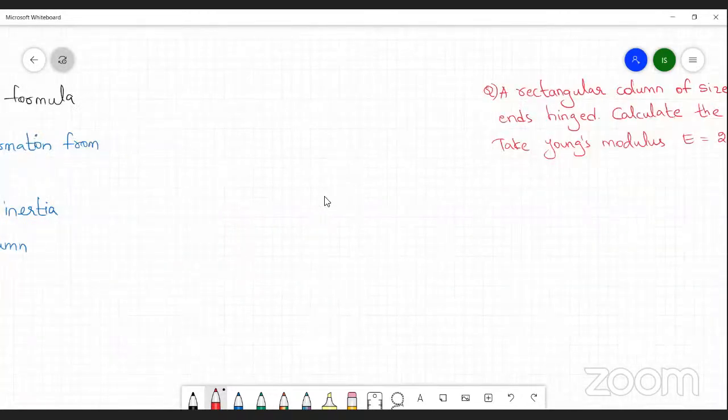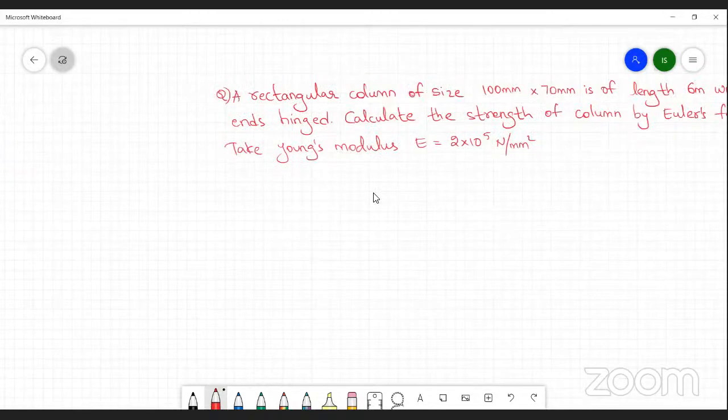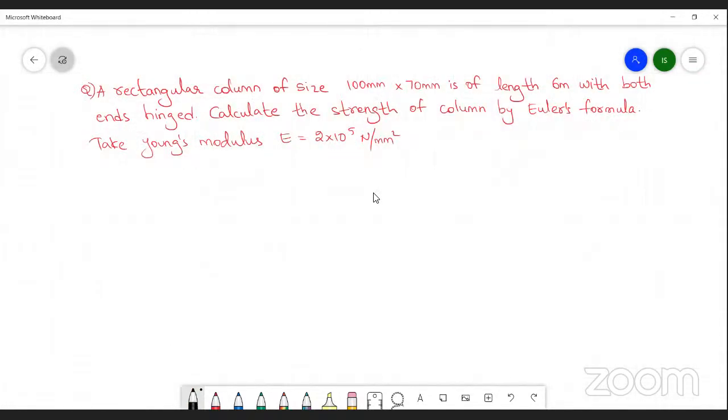So I have already written the question over here. Now let's start solving it. As I told you, in the first step, we are going to write down whatever is given in the question. So let's do that. Let's read through the question. A rectangular column of size 100 mm by 70 mm is of length 6 meters with both ends hinged. Calculate the strength of column by Euler's formula. Take Young's modulus E as 2 into 10 power 5 Newton per mm square. So this is the information which is given in the question. Now let's write it down.